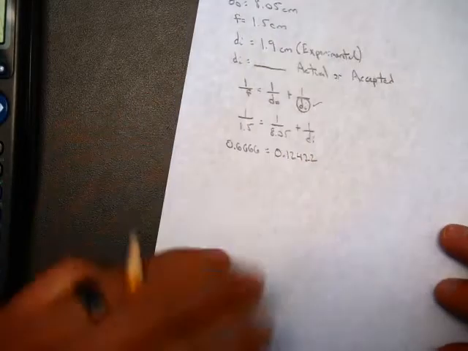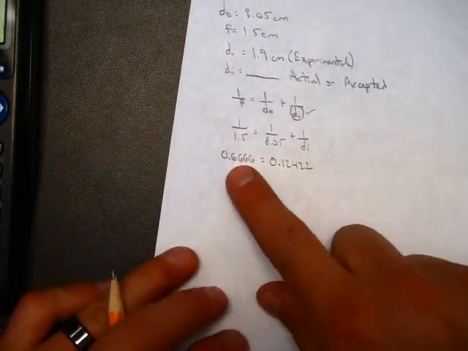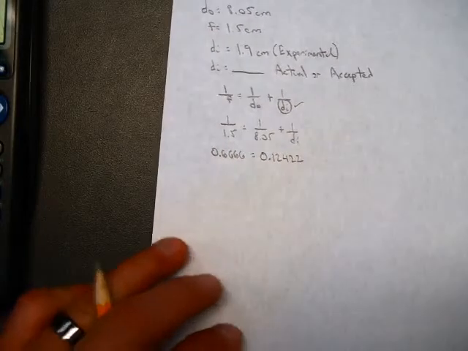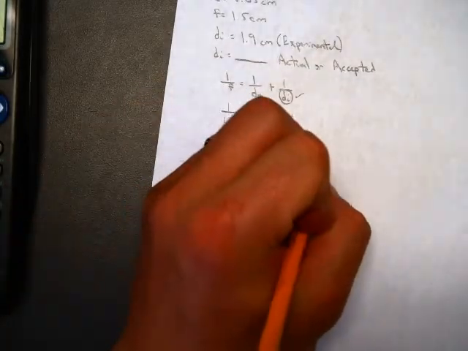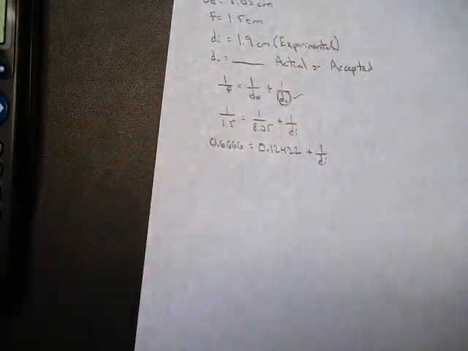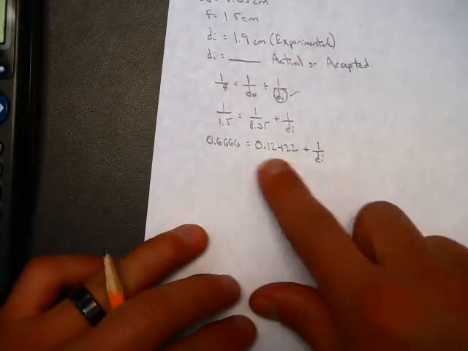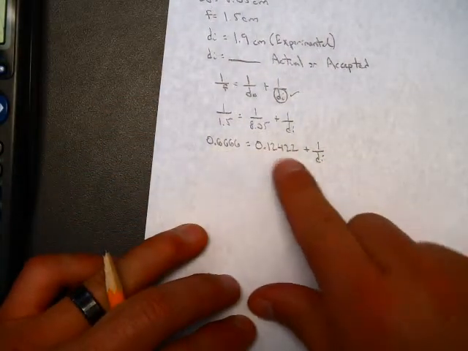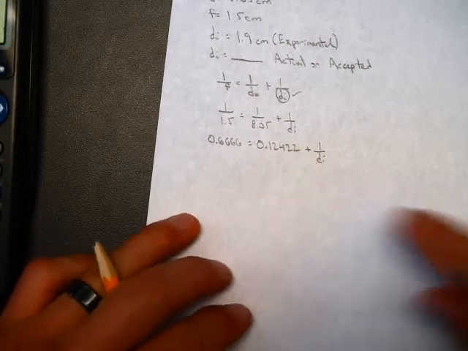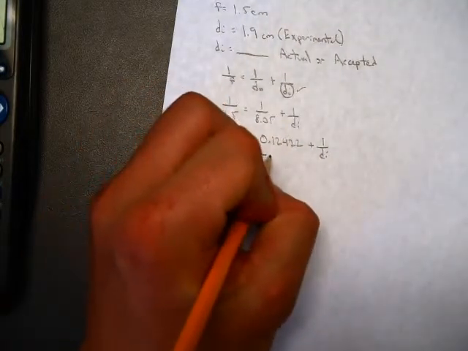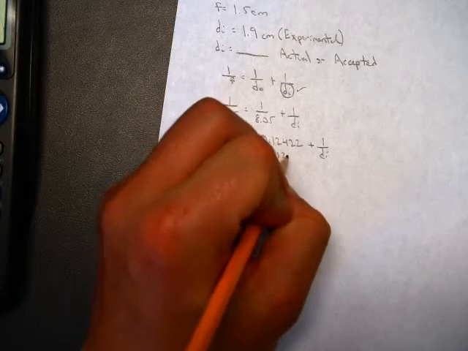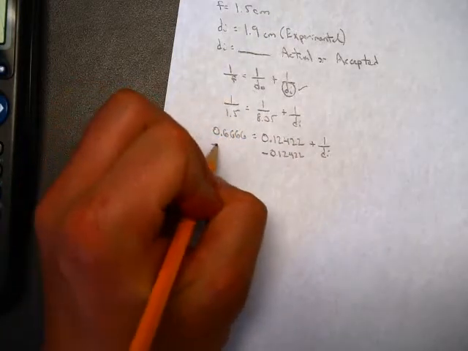0.12422. I'm going further to the right than I normally make you guys do because these are tiny, tiny numbers. Super tiny numbers. Plus 1 over DI. So I want to get DI by itself. First thing you do is get rid of this, move this over here. Since these are added together, I have to subtract 1.12422. What I do on one side, mathematics, I have to do on the other.